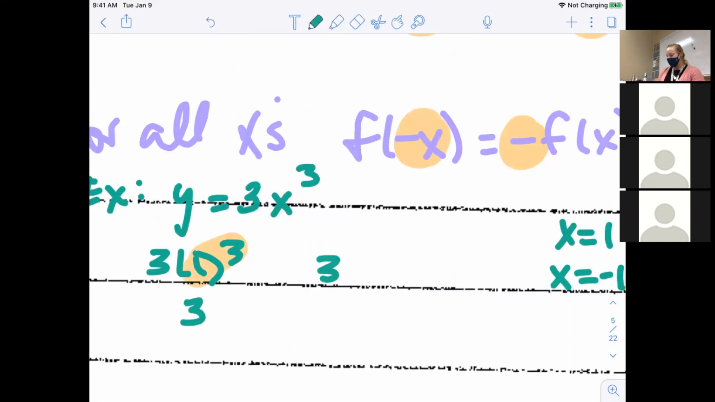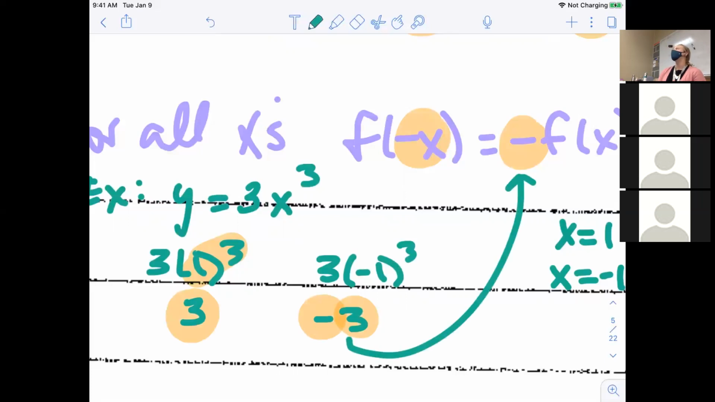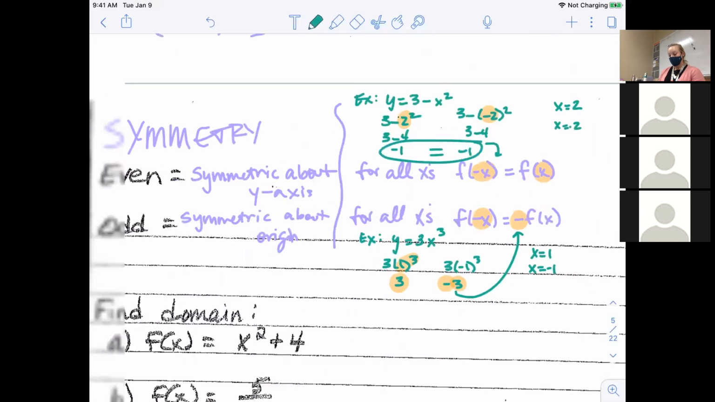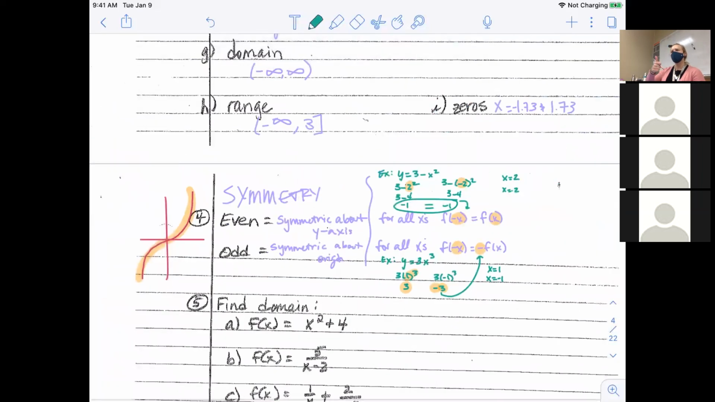Good. Now I'm going to do 3 times negative 1 to the third. What's negative 1 to the third? Negative 1. What's negative 1 times 3? They are the same answer. They're both 3, but this one's negative. That is reflective of what we have up there. So that shows me it's odd using algebra. Okay? You all right with that?